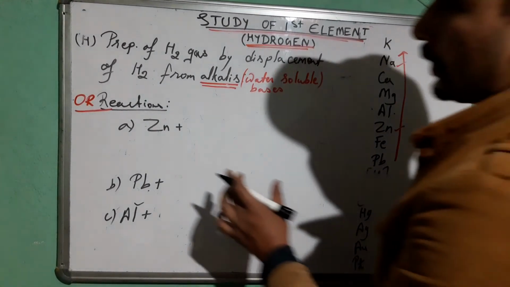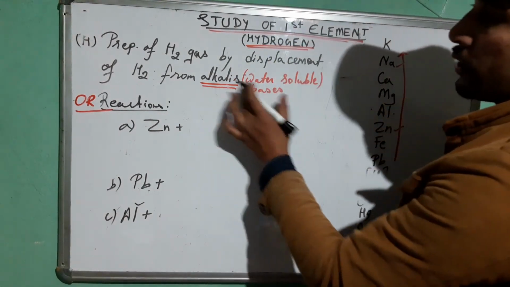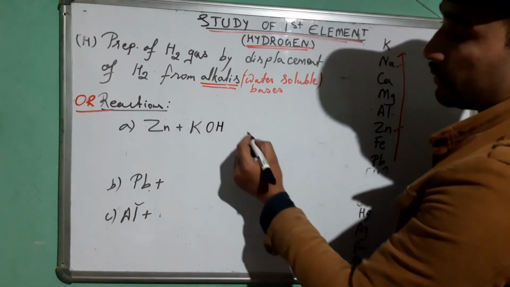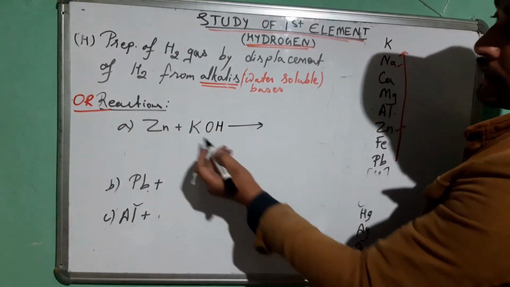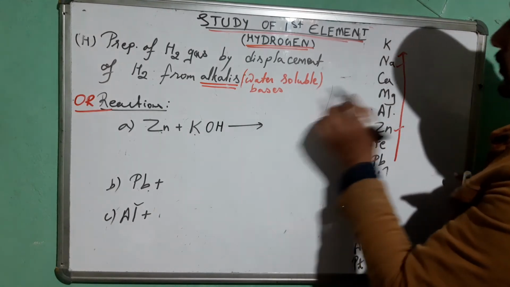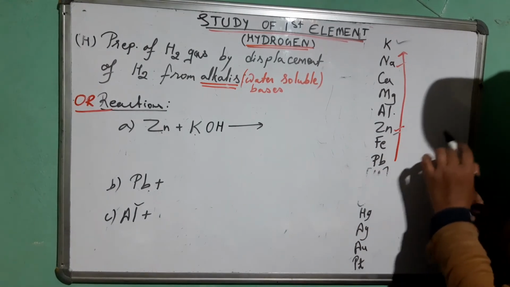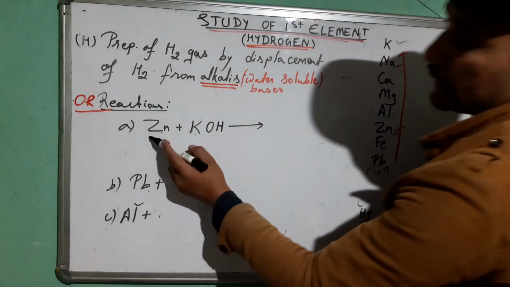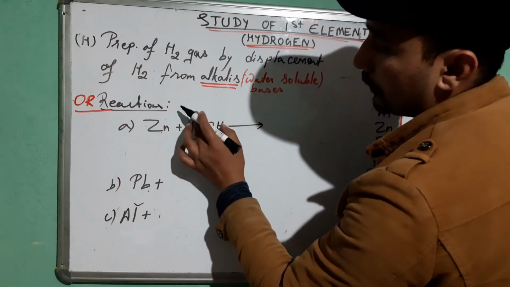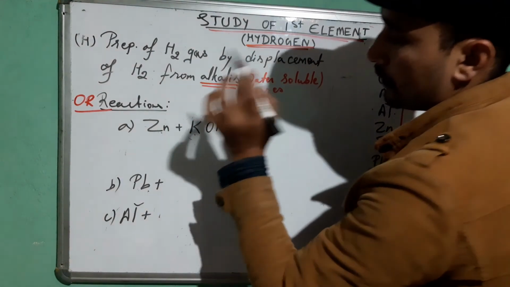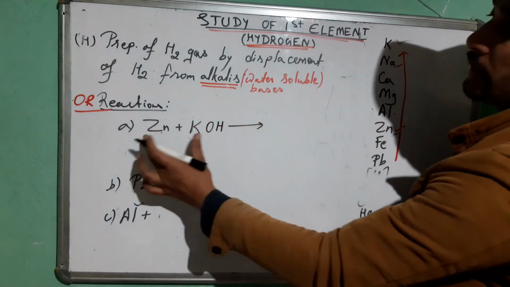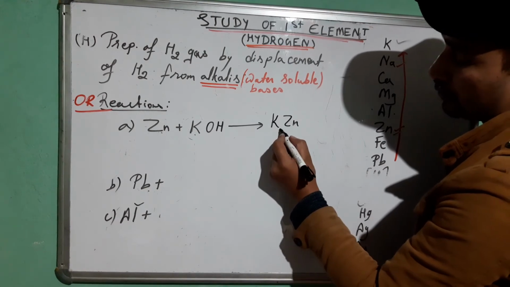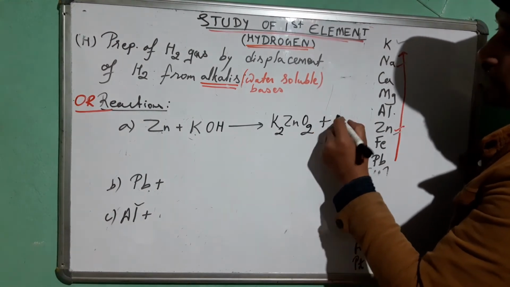Now instead of sodium hydroxide, you can take potassium hydroxide also, KOH. This is potassium hydroxide, and the reaction will be the same. Zinc occupies a lower position than potassium. Potassium is more reactive than zinc, so zinc cannot replace potassium. So a combination reaction takes place, and you get potassium zincate, K2ZnO2, plus hydrogen gas.